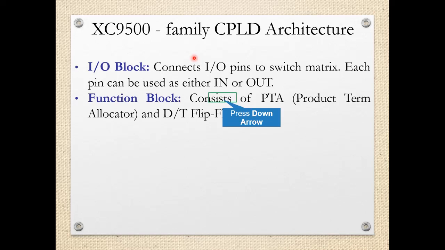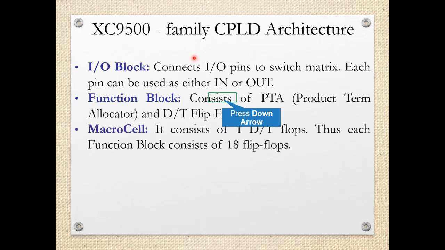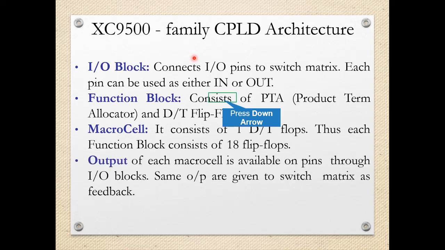Then we have the function block which consists of the product term allocator, and just now we have seen in each function block we have 18 macro cells, and each macro cell can implement 5 variable logic. So total 90 variable logic can be implemented using a single function block, and we have the D or T flip-flop also. A macro cell consists of one D or T flip-flop, and thus each function block consists of 18 flip-flops. Output of each macro cell is available on pin through the I/O block, and the same outputs are given to the switch matrix as feedback.